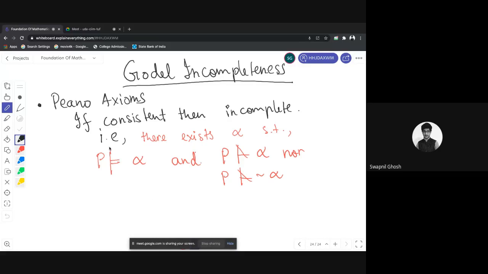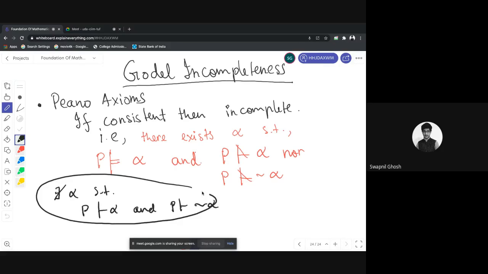Now we know what inconsistency means. If P represents the Peano axioms, consistent means that there does not exist alpha such that alpha and not alpha are both provable. Now you understand why consistency is quite reasonable, and why Hilbert's program, Frege, etc. were so bothered about consistency. So it's quite reasonable, right? If it's not consistent, then anything can be implied, right?